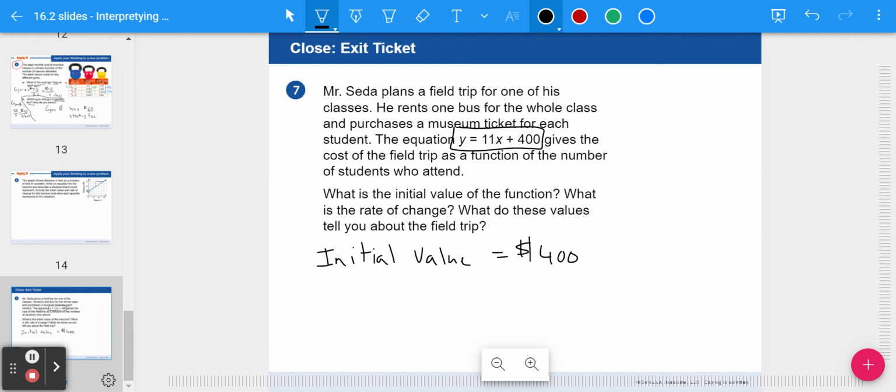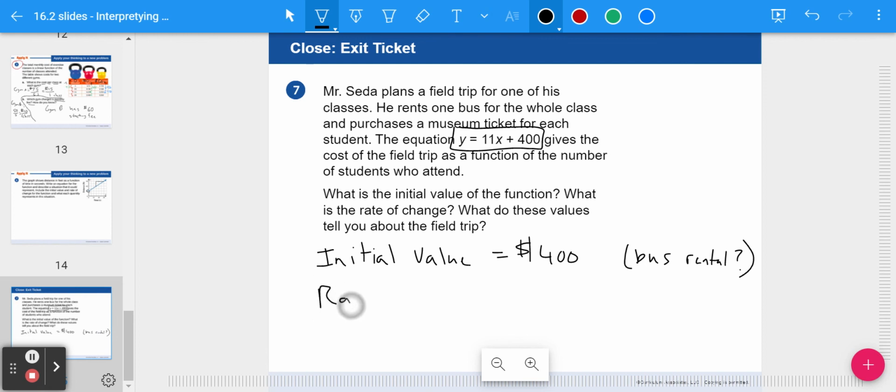And it says, what does that tell you about the trip? I don't know if it's a bus rental fee. It must be a bus rental, or that's my guess. Maybe a bus rental fee. So you don't have to pay for a bus per kid. You pay for a bus just for the bus.